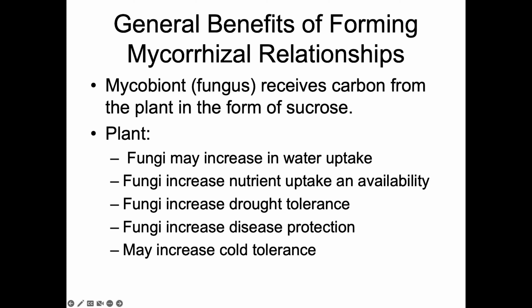It depends upon the structure of the organism. They are important for nutrient uptake and availability, and that goes for both major elements and microelements as well. They increase drought tolerance, and they do it in different ways, but they can actually make plants more drought tolerant. They increase disease protection, and they may also increase cold tolerance in plants.